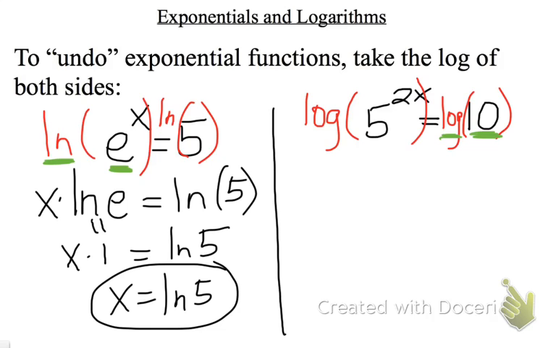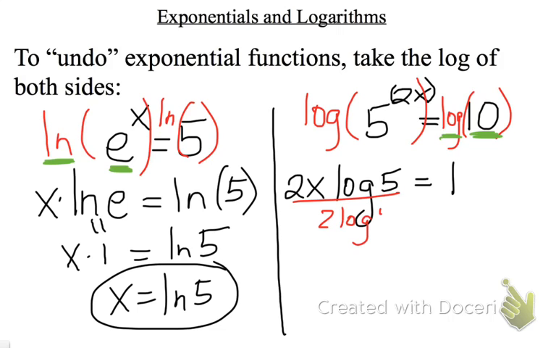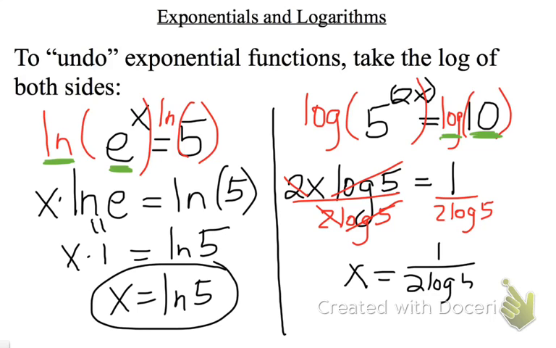Again, the exponent 2x can come out to the front: 2x times the common log of 5, and that's going to equal, I know the common log of 10 is just 1, so that simplifies my equation a little bit. One last step to get the x by itself is to divide both sides by 2 log 5. The 2 divided by 2, the log 5 divided by log 5. Simplify and reduce, and I'm left with the answer x equals 1 over 2 log 5.